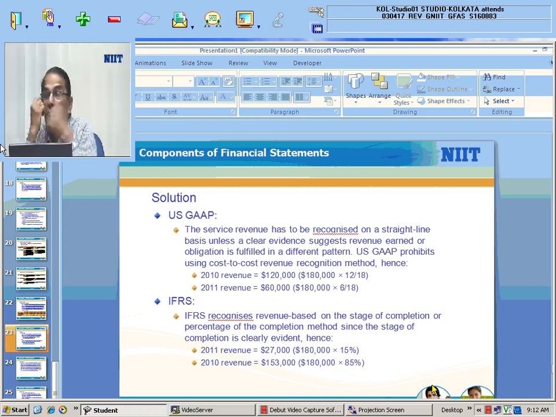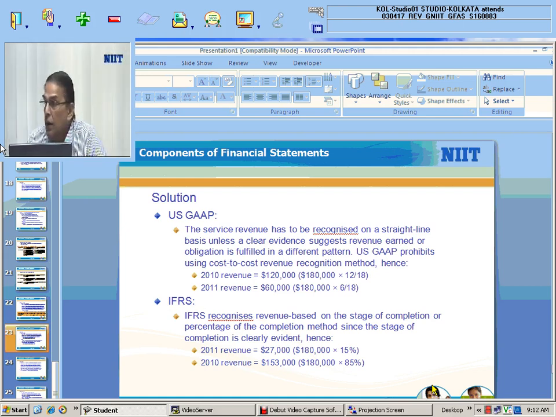So you can see clearly under these two accounting standards, when an entity uses US GAAP as the accounting standard, it will be determining revenue on a straight line basis, whereas under IFRS it will be determining revenue on a percentage of completion basis. So if A Limited is a US entity, the determination of revenue will be different from an entity in the UK or some other country in the world which follows IFRS.